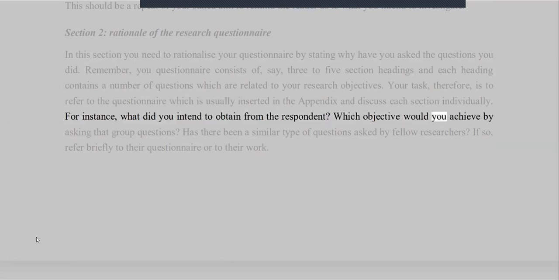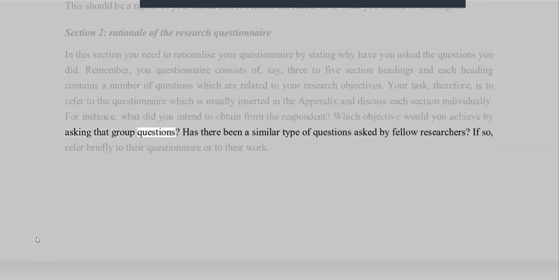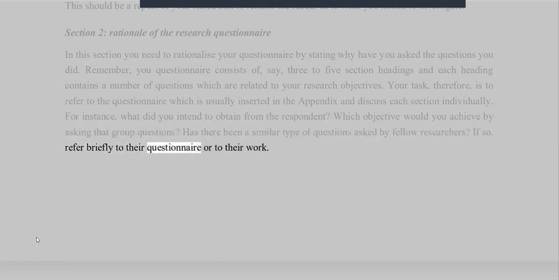Which objective would you achieve by asking that group of questions? Has there been a similar type of questions asked by fellow researchers? If so, refer briefly to their questionnaire or to their work.